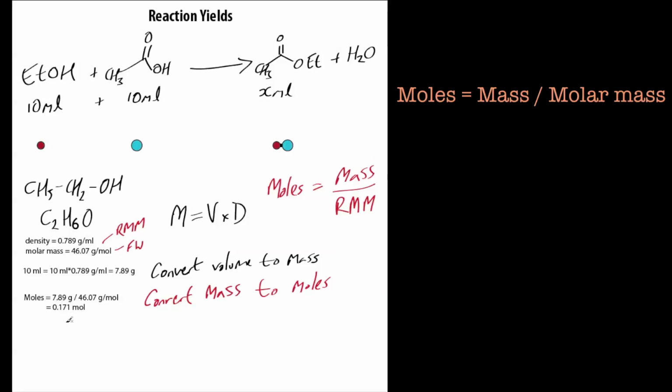And if we wanted to, we could actually work out how many molecules of ethanol are present. Simply multiply that by Avogadro's number. But that would be quite a large number to deal with. So the moles is actually a fantastic way of dealing with this. So let's just talk about moles from now on. So that's the first stage. We work out how many moles we've got.